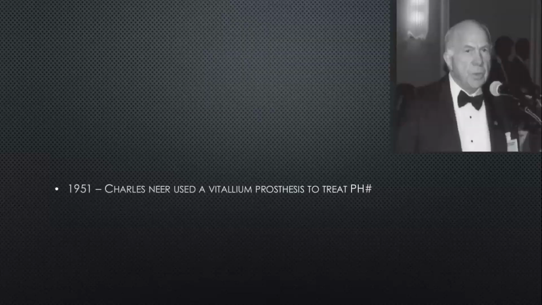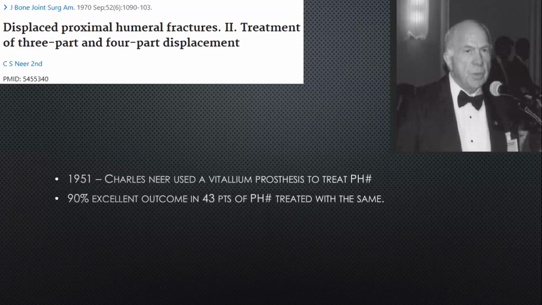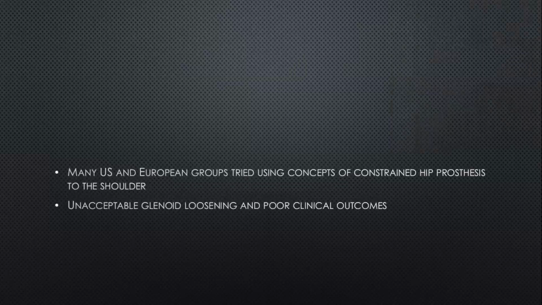This was noticed by Dr. Charles Neer in 1951, who used a vitallium prosthesis to treat a proximal humerus fracture. And he followed it up with a paper in 1970 showing 90% excellent outcomes in 43 patients of proximal humerus fractures. However, when the American and the European groups tried to replicate him, they found unacceptable levels of glenoid loosening and very poor clinical outcomes.